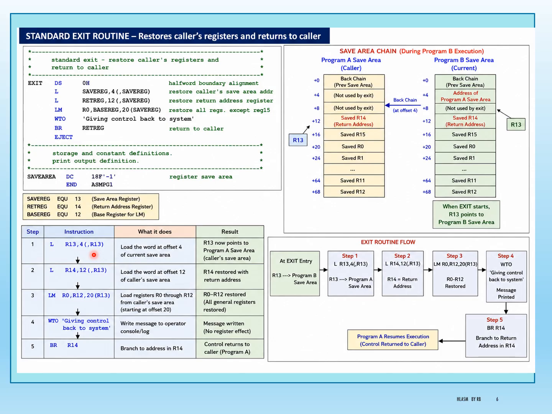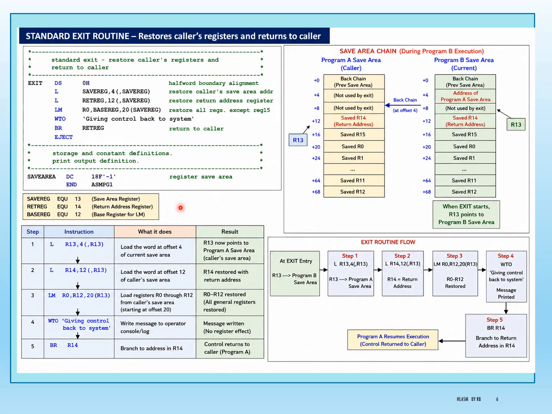So what happened? Register 13 I restored, register 14 I restored, and register 0 to 12 from my save area I have taken, and I also restored them back into my register. So now I have picked up the data and put it back in my register. So before I move from program A to program B, how my registers used to look, now they have come back to the same thing.